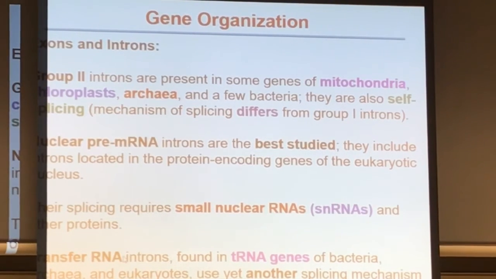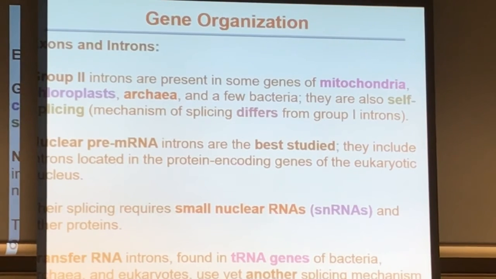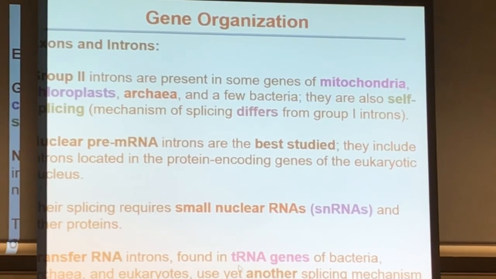Now the fourth kind of introns are actually found in transfer RNA. You remember I said one of the main roles of transfer RNA is that it binds to one amino acid and transports this amino acid to the ribosome so that the ribosome can link this amino acid to the growing peptide chain. So these transfer RNAs have the fourth classification of introns, right? And the removal of these introns in the transfer RNA requires some kind of special enzymes.